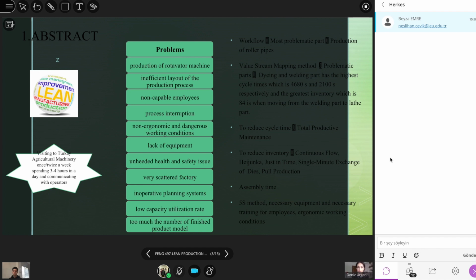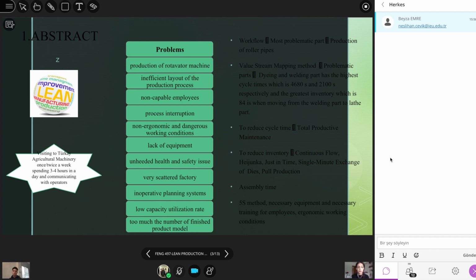Lean production can be applied in all conditions to reduce cost by making the business more efficient and more sensitive to market needs. Turkey agricultural machinery has some problems in the production of the rotavator machine and needs some improvements by means of lean production applications done in this project. The other problems are inefficient layout of the production process, non-capable employees, process interrupted by missing employees, non-ergonomic and dangerous working conditions, lack of equipment for the employees, unheeded health and safety issues. The factory is very scattered, with inoperative planning systems, low capacity utilization rate, too many finished product models, and they pass through common machines.